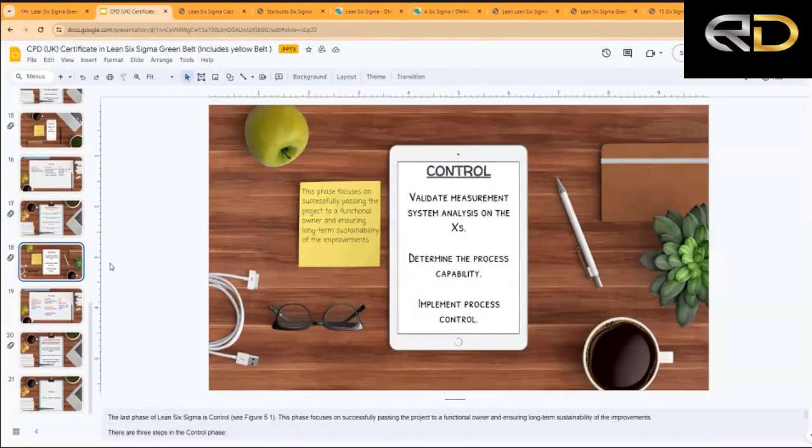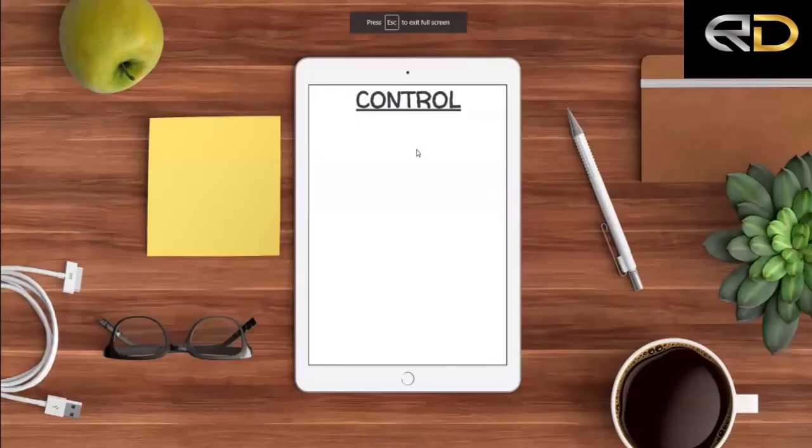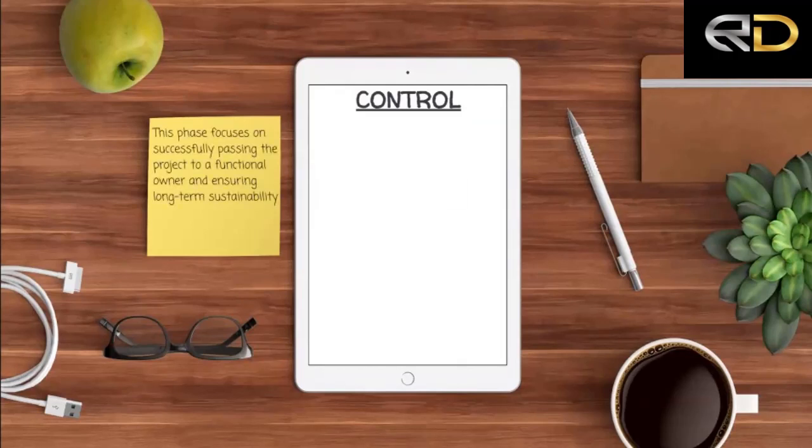So this is now the control phase. And as usual, in this last phase, we need to understand what I need to do before I actually do it. What you're trying to do here is, how can I keep those root causes in control so I don't have to fix them again? How can I keep the root causes of missing information in control so I don't have to fix them again? This phase focuses on successfully passing the project to a functional owner so that you ensure what? Long-term sustainability.